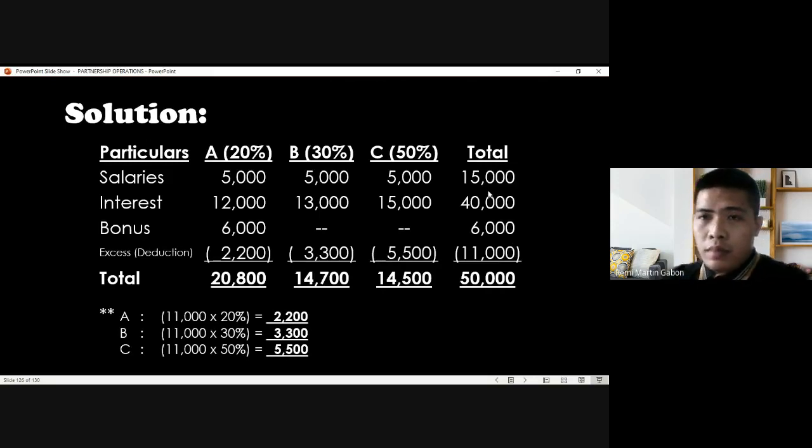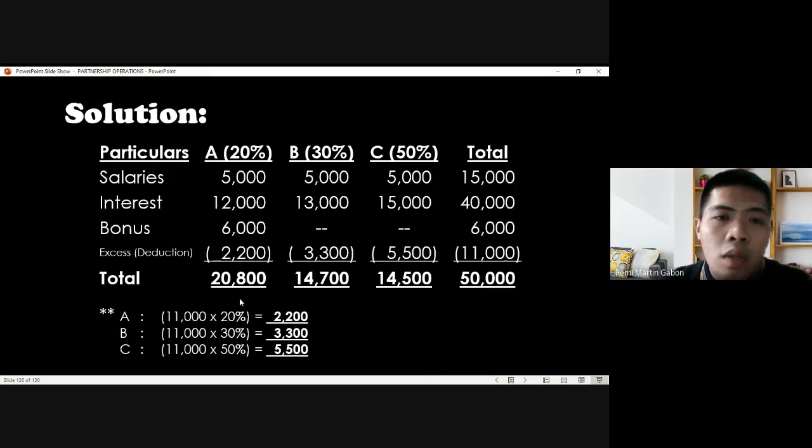Okay? So this will be a total of, magkano to lahat? 40 plus 15 is already 55,000 plus 6 is 61. Mas malaki na yung na-distribute natin is a total of 61,000 na compare sa profit na 50. Kaya na naging negative yung excess dito. So instead of excess positive addition, magiging excess negative or deduction siya. Okay? So magiging deduction siya dito. Okay? So since naging deduction siya, magiging bawas siya sa magiging net ng kanilang distribution.